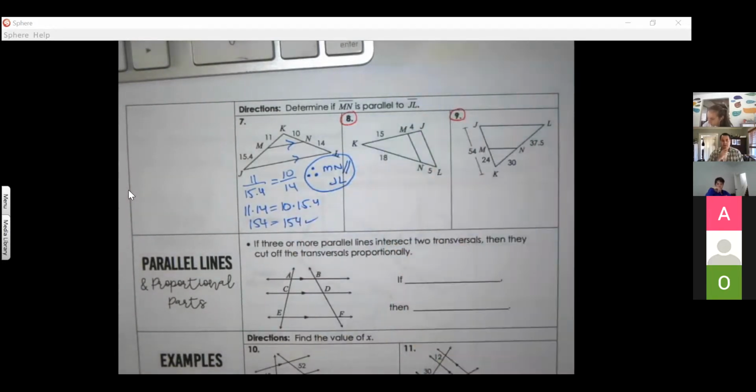We'll leave 8 and 9 also as part of your homework. You'll end up with about 12 questions tonight.